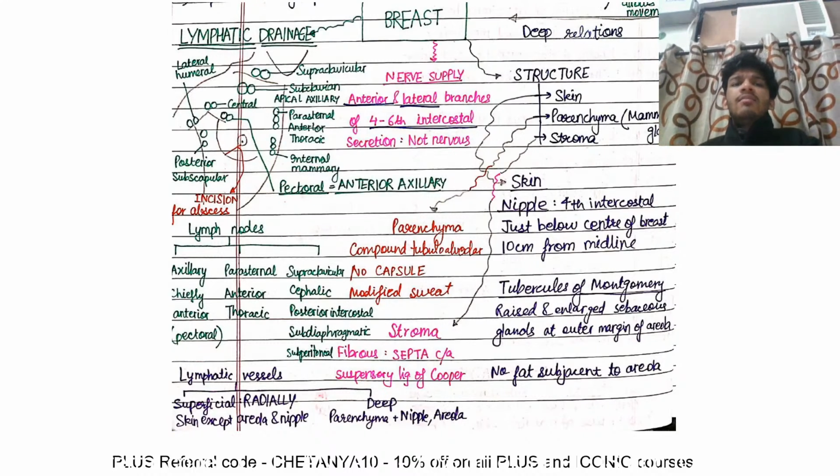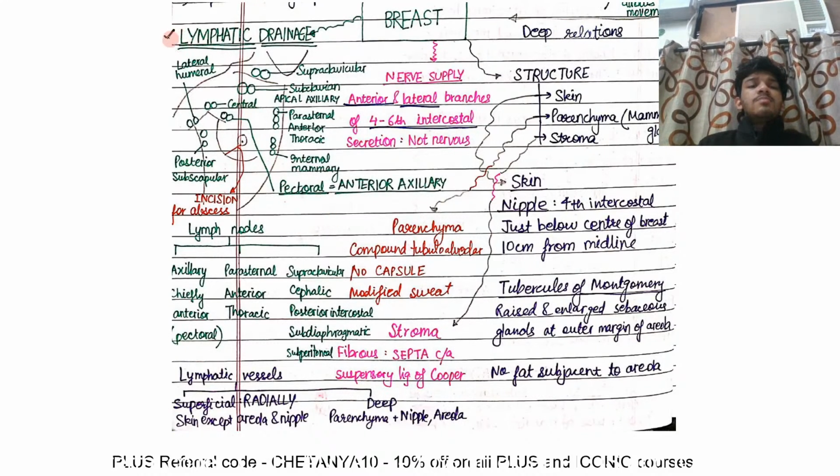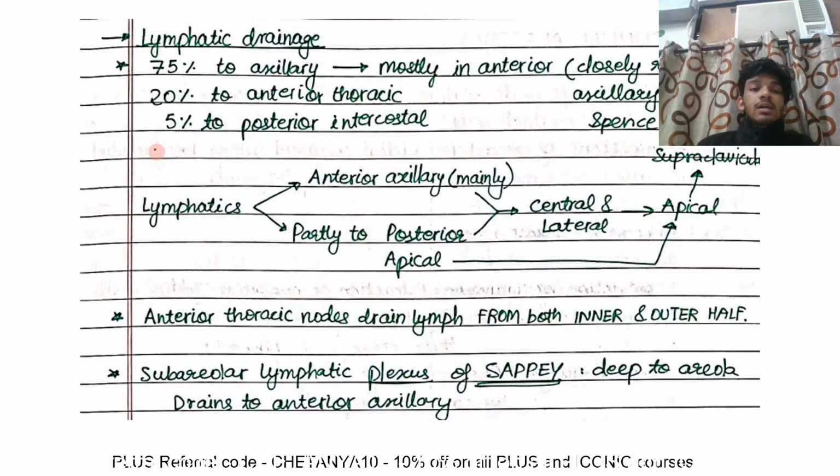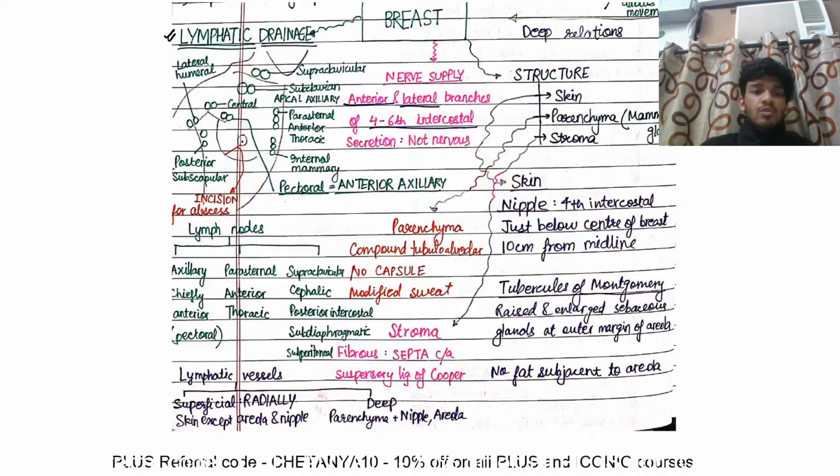So come here, have a look at the lymphatic drainage of the breast. Whenever you talk about the lymphatic drainage of the breast, you have to remember that there are three primary kinds of lymph nodes that are going to be draining the breast. So look here, the lymphatic drainage of the breast. Let's take a diagram.